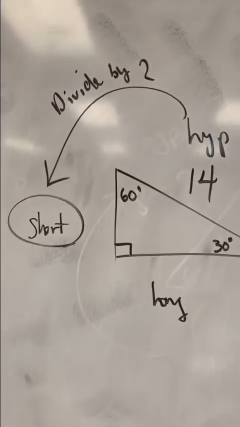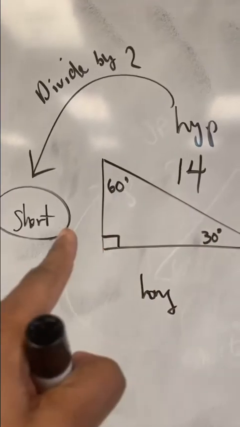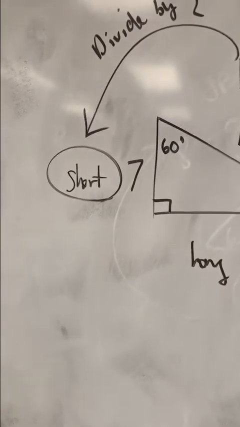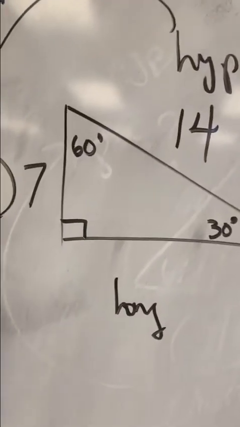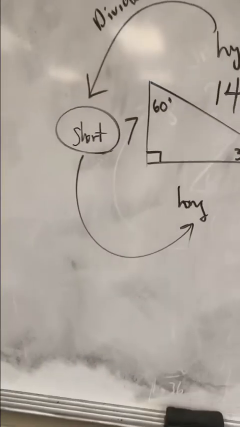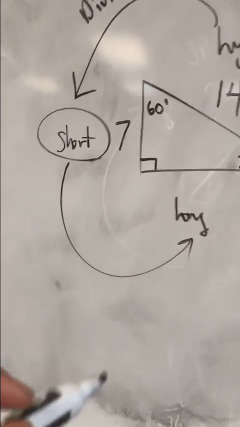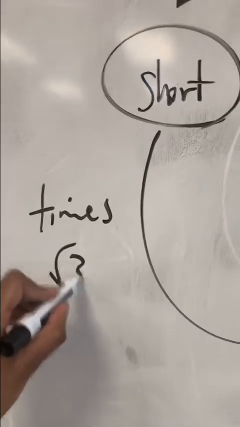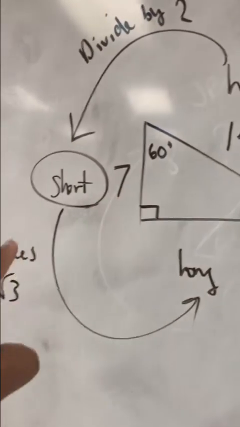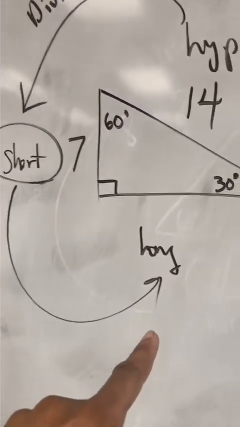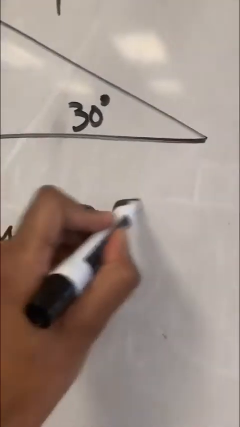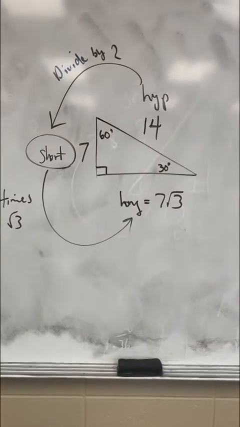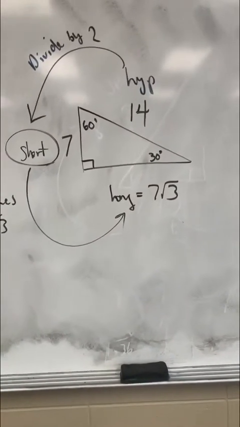Remember, we have to divide by 2. So if that's the case, I go from 14, divide by 2, gives me a 7. Now that I know this number, now I can come around to this one. But remember, to go from short to long, you times by square root 3. So 7 times square root 3 is 7 square root 3. And these literally take seconds to do once you get used to dividing and multiplying by the correct number.